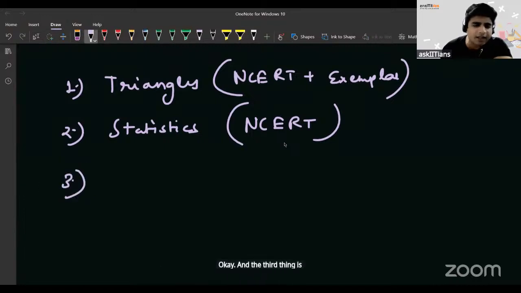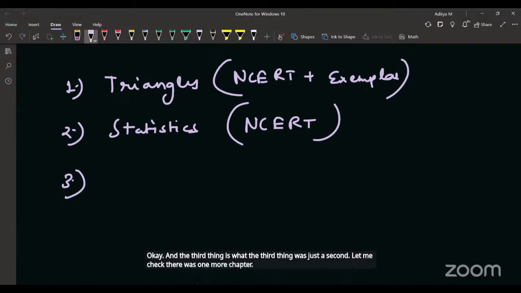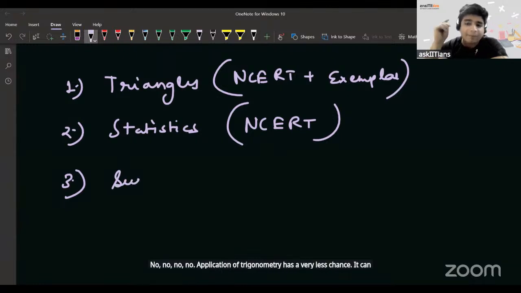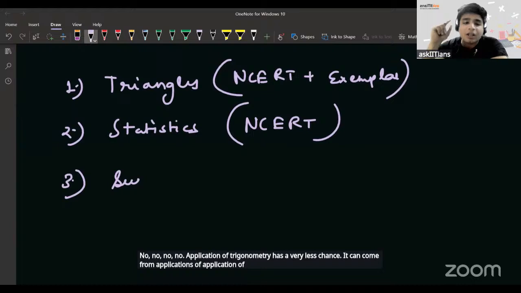And the third thing is what? Just a second. Let me check. There was one more chapter. Application of trigonometry has a very less chance. It can come from applications of trigonometry. Application of trigonometry will have a question in that what we call value-based questions. Most probably it is going to come from value-based.